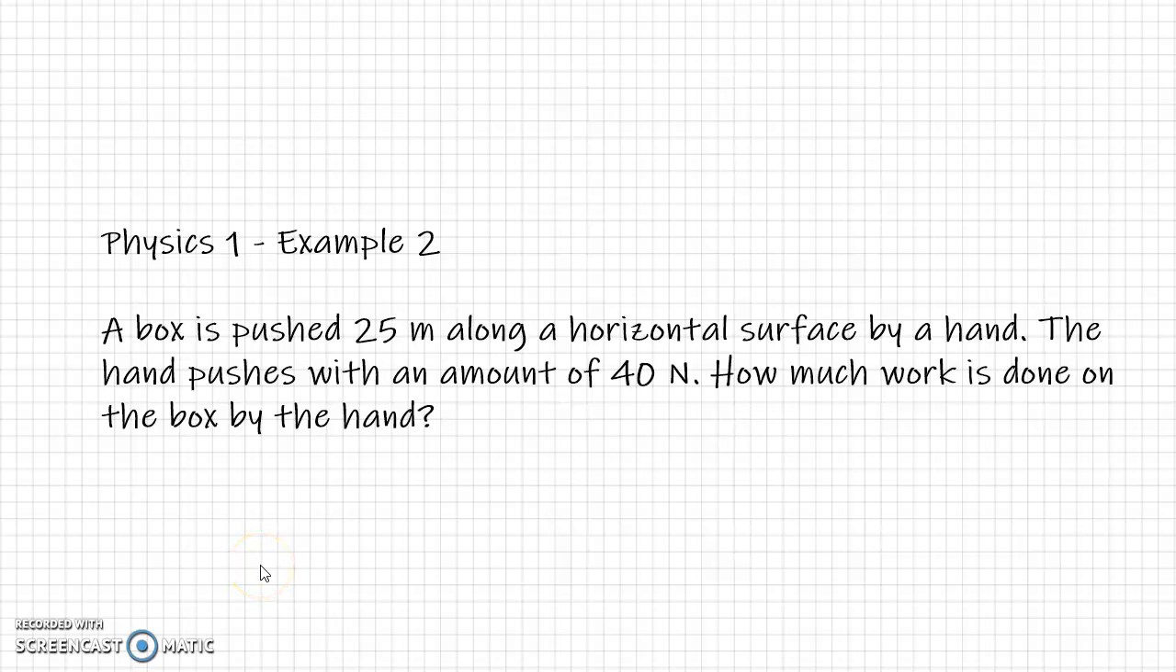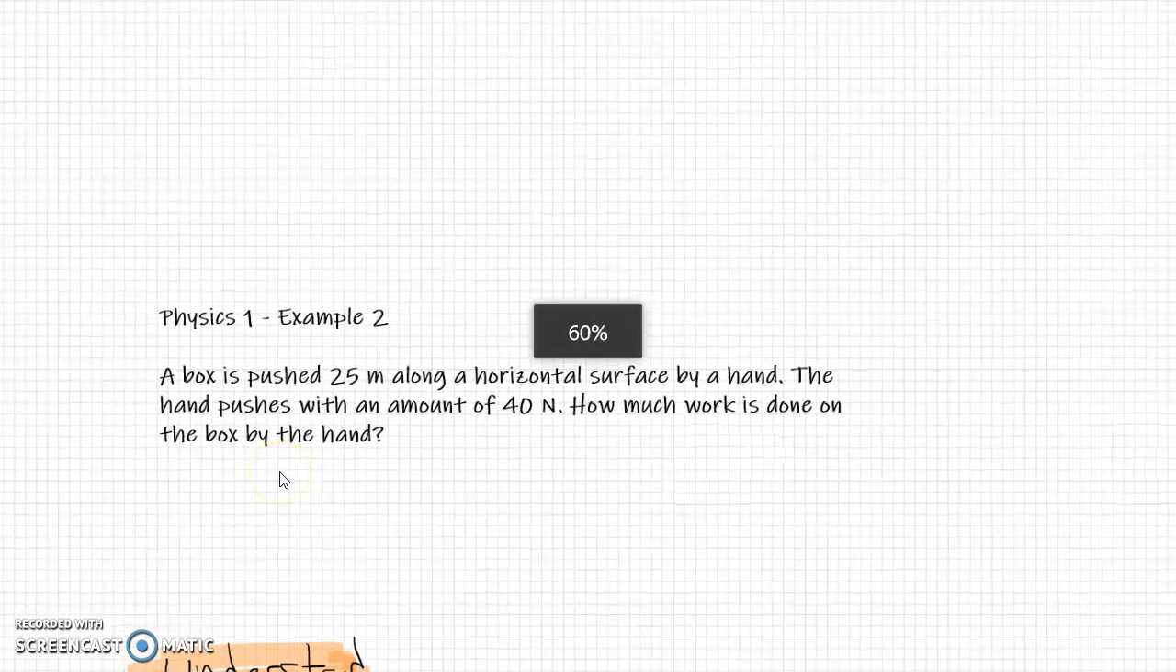All right there, class. We are here today to look at an example. This is example 2 from our physics notes. Basically, we have this box being pushed 25 meters along a horizontal surface by a hand. And this hand pushes with an amount of 40 newtons. And we want to know how much work is being done on the box by the hand.